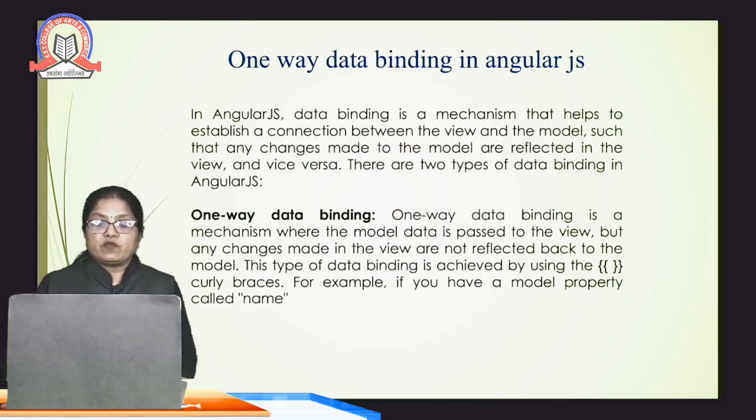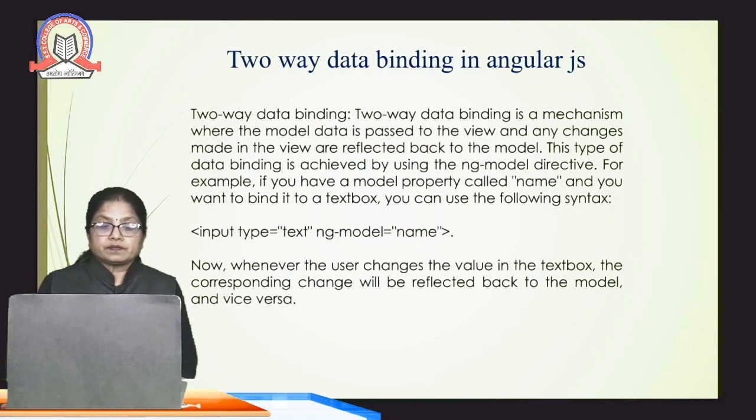There are two types of data binding. First, we'll see the one-way data binding. In this mechanism, the model data is passed to the view, but any changes made in the view are not reflected back to the model. This type of data binding is achieved by using the double curly brackets. For example, if we want to show a model property called name, we have to put the name in double curly brackets.